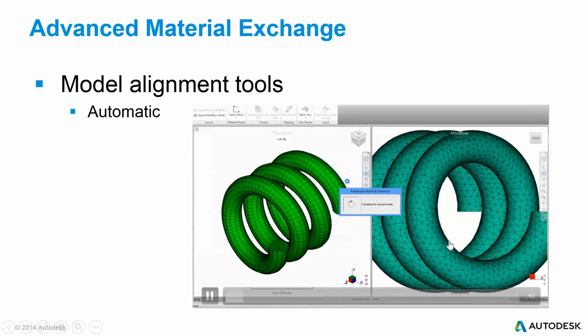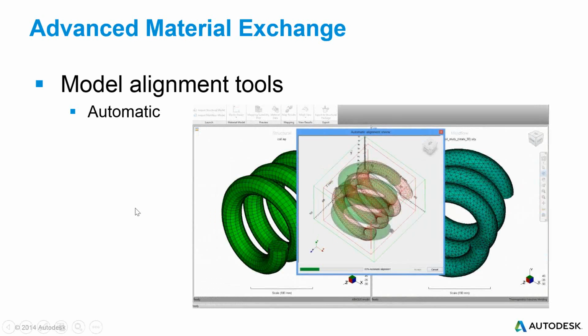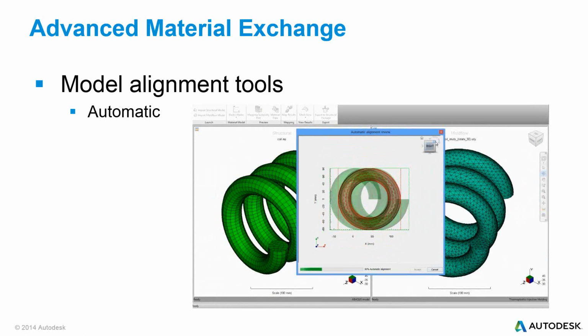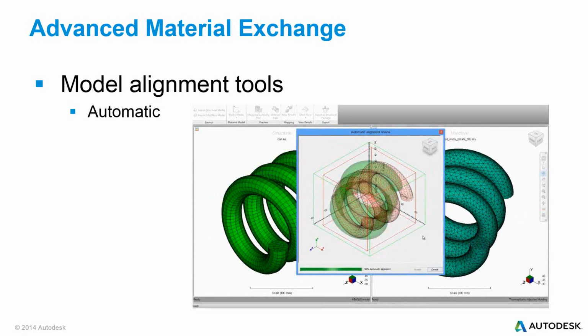So what we've done is we've added a few utilities to do this. One is automatic alignment. If the two geometries are similar in shape and size, what we will do is automatically align the two models for you, and all you need to do is click a button. And that's what we're showing on the screen right now.